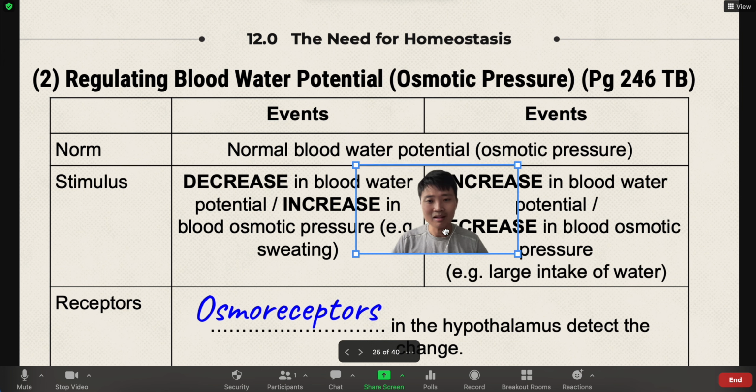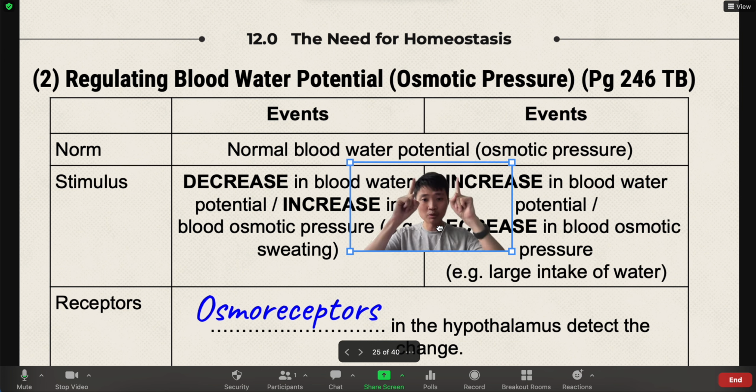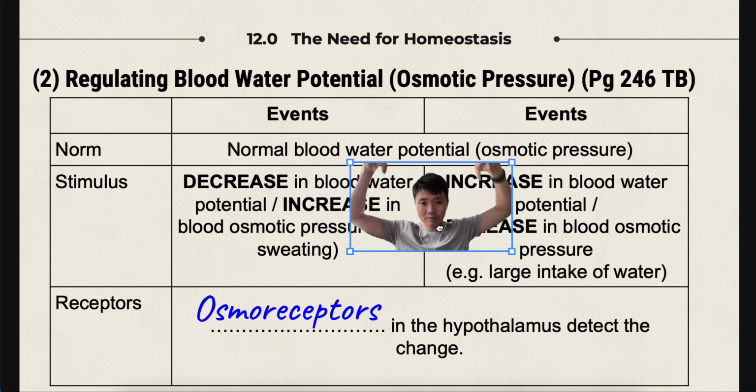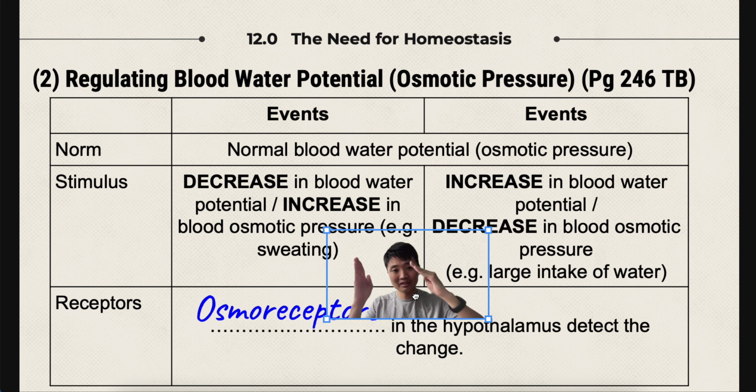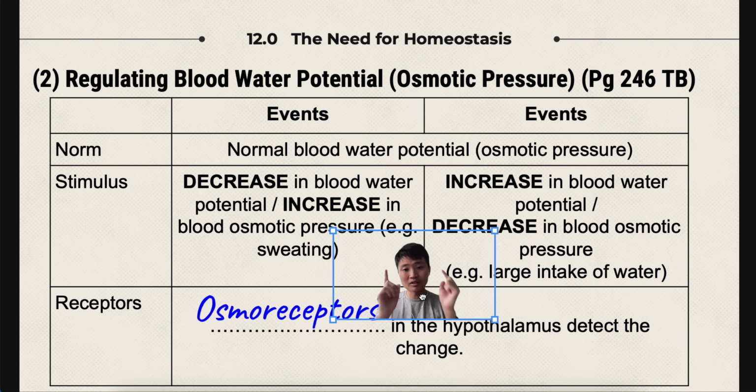Same thing. We start with normal blood water potential first. If you can, draw arrows down between each box, because I can't put them in the text box. Okay, so it could be the case where there's a decrease in blood water potential, for example when you sweat. You go for exercise, you sweat, correct? So there's a decrease in blood water potential. Or you drink a lot of water on the other hand, so there's a large intake of water, and you increase the blood water potential.